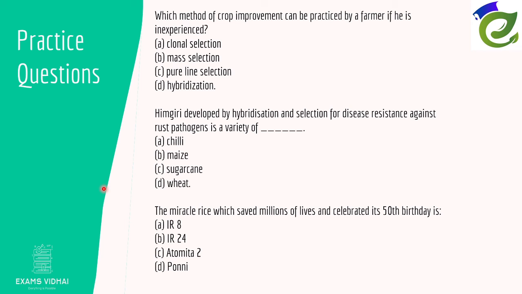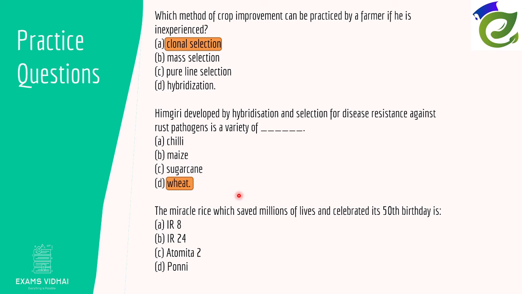Now I'll be discussing the answers. The answer for the first one is clonal selection, because it's the easiest one, and since clonal selection is the mix of both mass selection and pure line selection, it is more or less the most efficient and easier method to use. Himgiri is a variety of wheat. That's basically what you need to know to answer this question. None of the other crops has a variety called Himgiri, but wheat has a variety Himgiri which is resistant to rust pathogens.